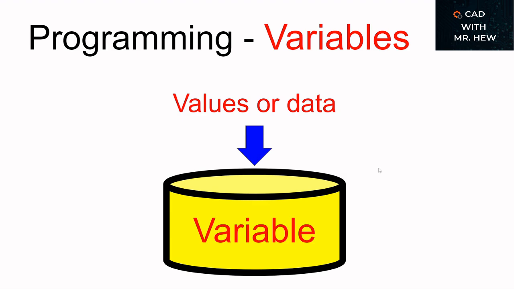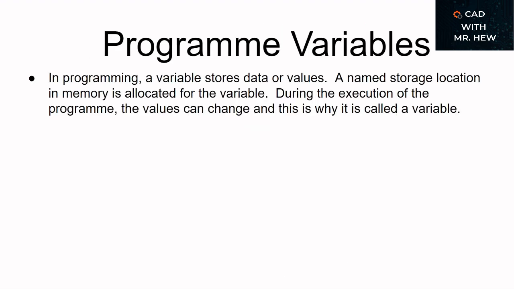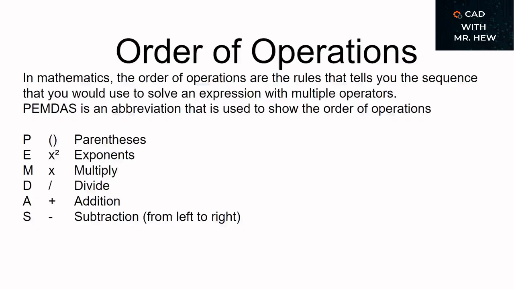To explain the concept of variables in programming, we can consider the variable to be a container or a box in which we will store values or data. However, the correct definition for the variable is as follows. A variable stores data or values, and it is a named location in memory. The variable can change during the execution of the program, and this is why it is called a variable.